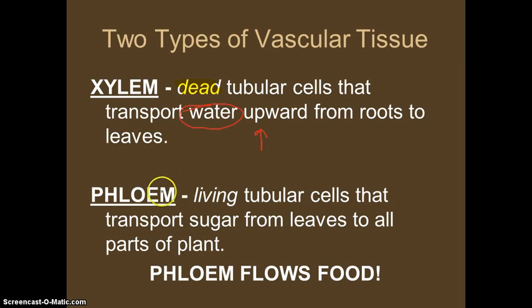On the other hand, we have phloem, and phloem is living. And it's important to understand that xylem is dead and phloem is living. We'll explain the difference here in a little bit. But basically, it transports the sugar that is made in photosynthesis from the leaves to all the parts of the plant. And so basically, phloem flows food in a downward direction, because food is made at the leaves and then needs to be transmitted to the rest of the plant.